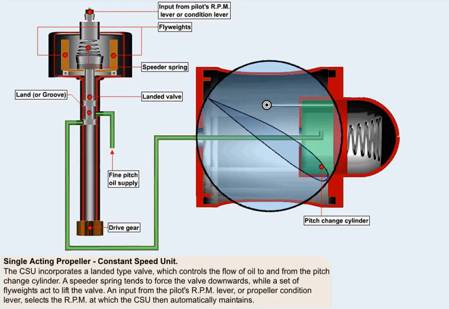A speeder spring acting above the valve tends to force the valve downwards, while a set of flyweights driven by the engine oppose the spring and act to lift the valve. An input from the pilot's RPM lever or propeller condition lever will adjust the setting of the speeder spring, selecting the RPM which the CSU then automatically maintains.